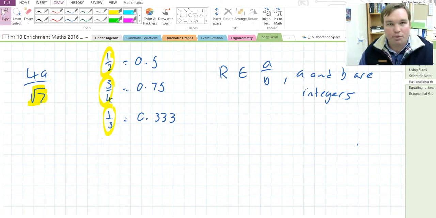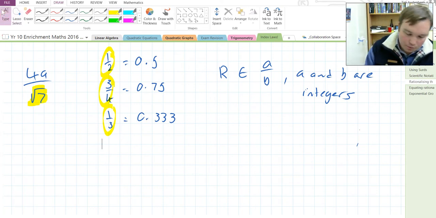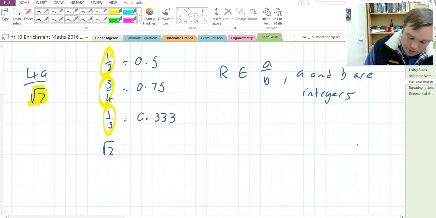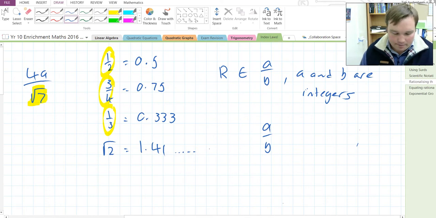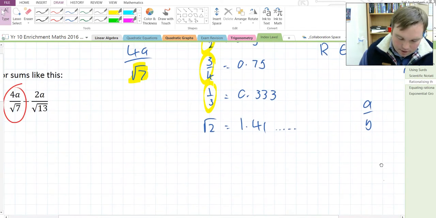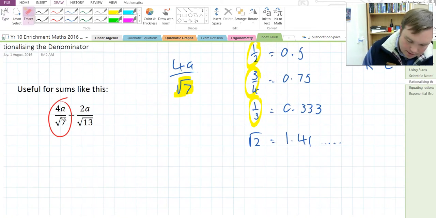And we might look at a proof in class to show that root 2 is irrational. Root 2 cannot be written in the form a over b. It instead goes on forever, 1.41, never repeats, has no pattern. Same famously with pi. So, how do we rationalize the denominator?